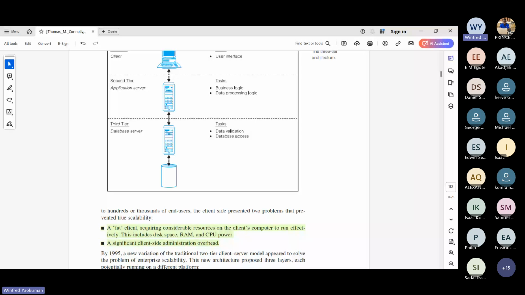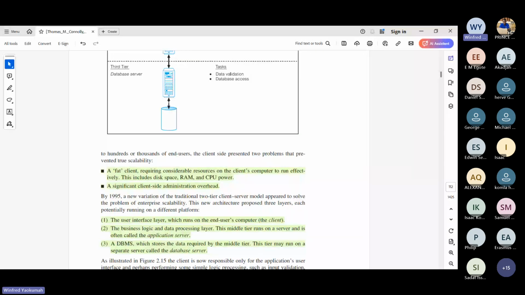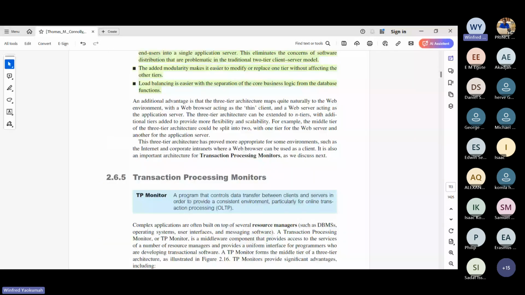I will pause here for a question if you have one to ask. Any question on the tiered architectures?